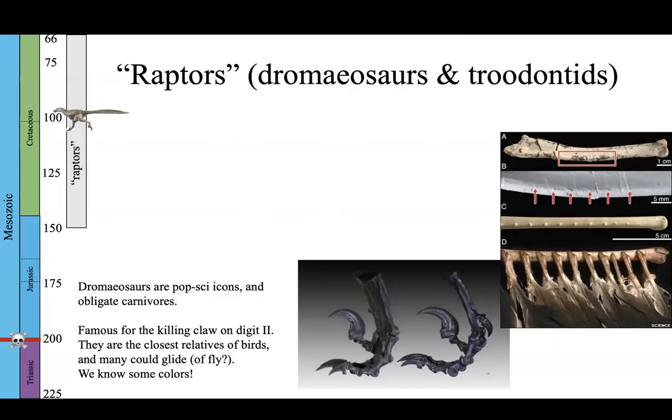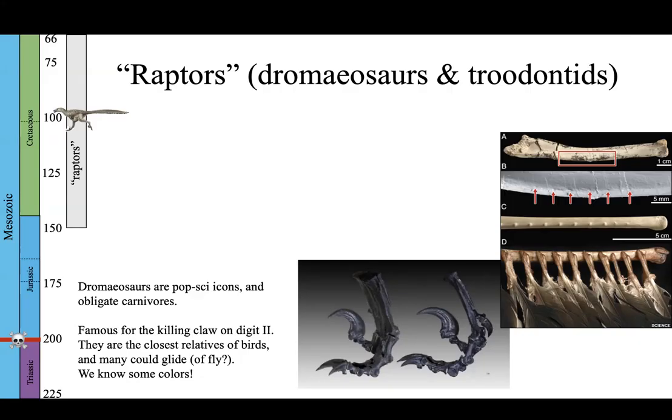These animals are absolutely just like T-Rex and just like some of the sauropods we met, pop sci icons. Jurassic Park back in 93 made them very, very famous with the killing claw on digit 2 of their foot. So a huge claw that they keep retracted up off the ground. Something that's fun about that is that when we find the footprints of dromaeosaurs, they usually have only 2 toes on the ground because that third toe is being held aloft and presumably to keep that claw nice and sharp.